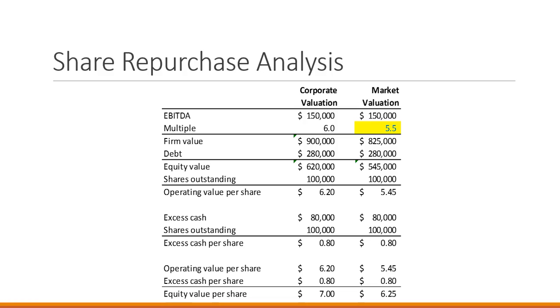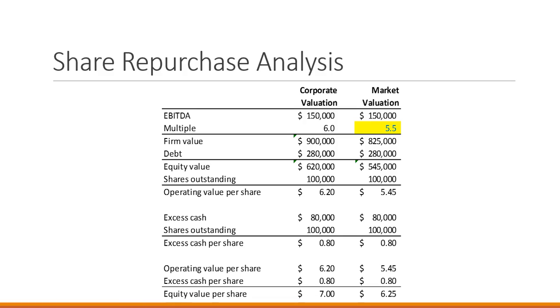Let's look at another alternative, share repurchase. This is purchasing shares, our own shares, and putting them into the treasury, so they're no longer shares outstanding. In this scenario, our valuation is the valuation on the left, and we've already seen this valuation. This is $7 per share. The valuation on the right is $6.25 per share, and the key number driving that valuation is the multiple. The market, the universe of individuals and companies investing in the stock market, has applied a multiple of 5.5 times EBITDA to our company.